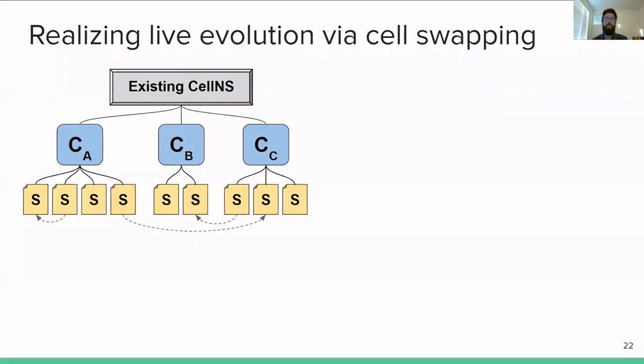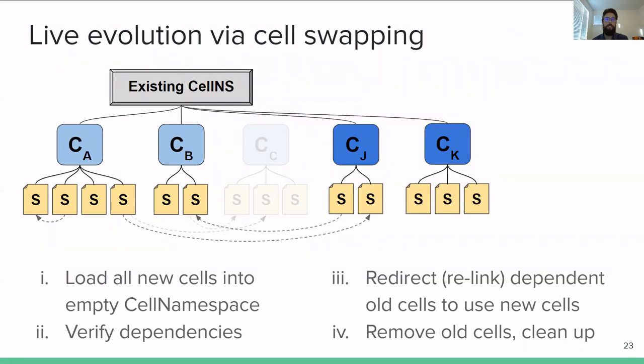To realize our first goal of live evolution, we employ the fundamental mechanism of cell swapping, a multi-stage procedure that replaces some existing old cells with new ones. In this example, we replace an existing cell C with two new cells, J and K, as shown on the right. While the full details of this procedure are in our paper, in short, this involves loading the new cells in a separate namespace, verifying their dependencies, and then modifying dependent cells to link against the new ones, which requires us to update the stack and perform any state transfer as needed.